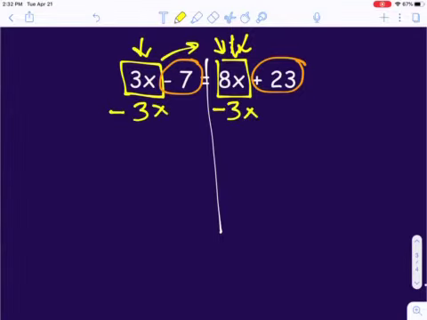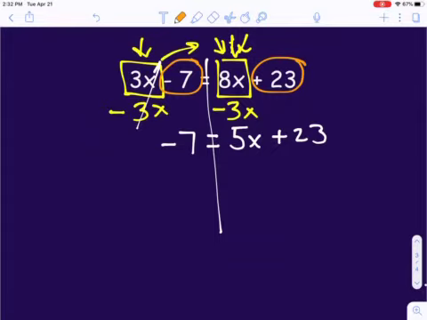And when we do that, that is going to give us 5x here, and then we have 5x plus 23. You bring down the stuff even if you didn't do anything with it. And then they cancel here, and you're left with negative 7. Now this is starting to look a little more manageable. All right, and we're going to deal with our numbers here.